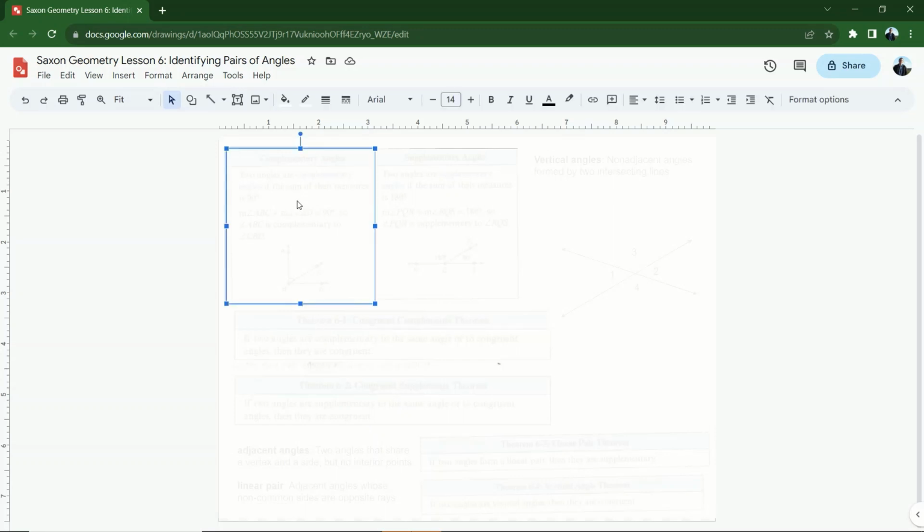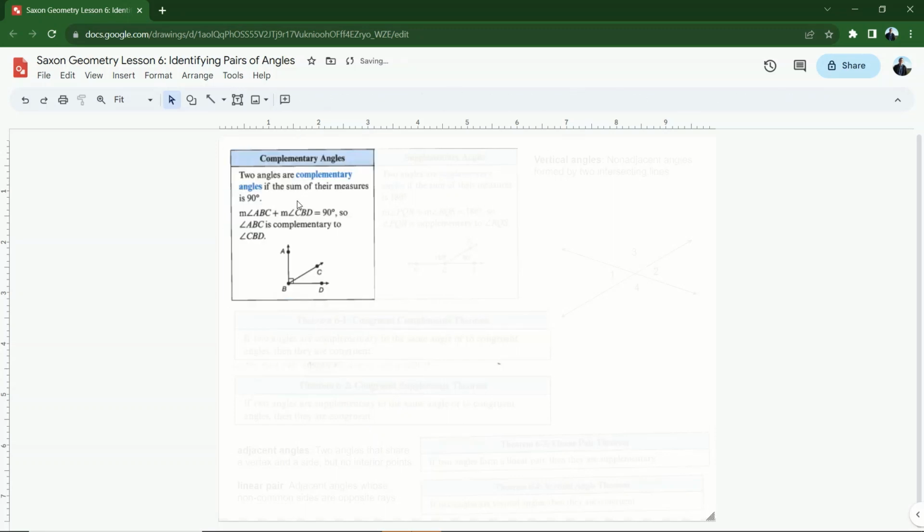The first pair of angles is a pair of complementary angles. Two angles are complementary if when you add them together, they make a right angle or a 90-degree angle. So if you're told that two angles are complementary and you know the measure of one angle, you can simply subtract that measure from 90 to find the measure of the other angle, because both angles have to add to 90 degrees. So you've got to remember, complementary angles means 90 degrees.